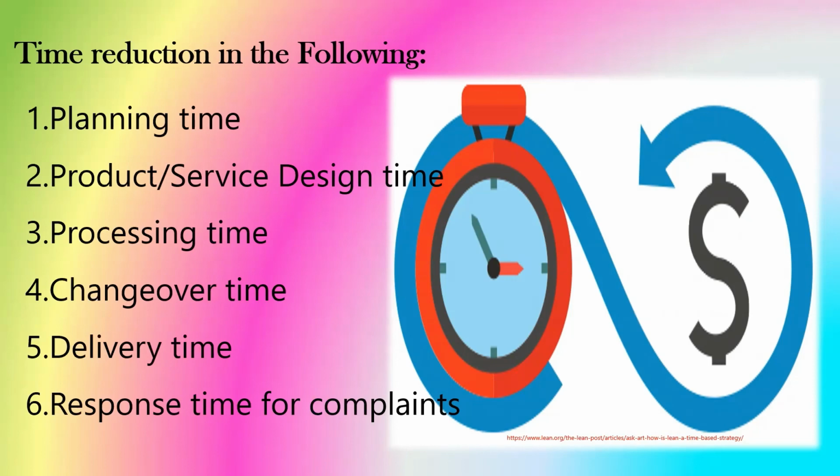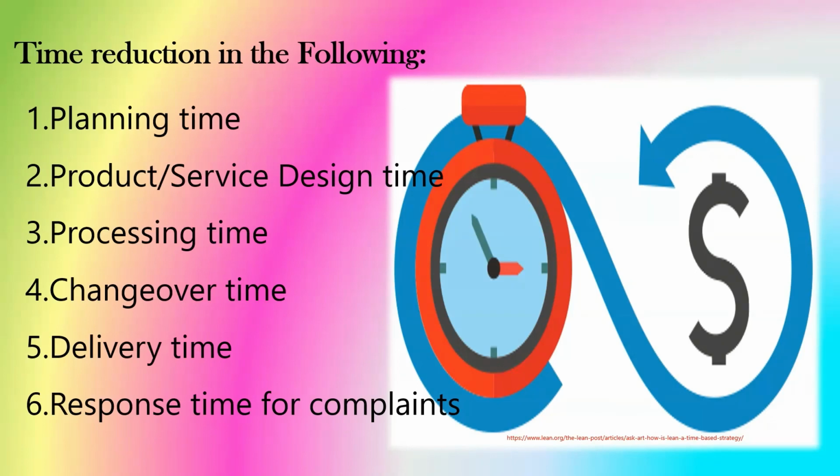So organizations have achieved time reduction in the following areas. Planning time, the time needed to react to a competitive threat. Product and service design time, the time needed to develop and market new designed products. Next is processing time, the time needed to produce goods or provide service. This can also include repairing. Changeover time, the time needed to change from producing one type of product or service to another. So now you're cooking this, the next time you're cooking that, and now you're getting the customer's order, and then the next time around you're getting another customer's order, and then you're delivering their order.